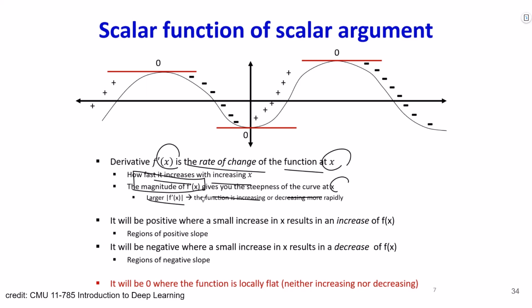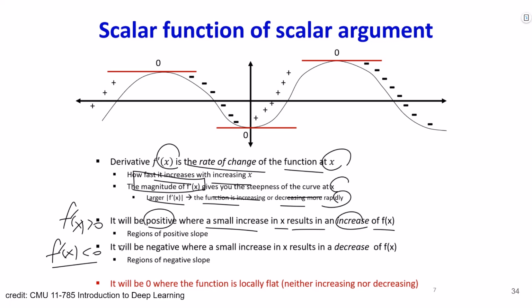If the value is large, that means the function is increasing or decreasing more rapidly. If f prime x is positive, this means a small increment in x results in an increase of f x. However, if f prime x is smaller than 0, meaning that this value is negative, then a small increase in x results in a decrease of f x, and we say x is in the region of negative slope. And when f prime x is 0, then the function is locally flat. It does not increase nor decrease. So that is the meaning of derivative.